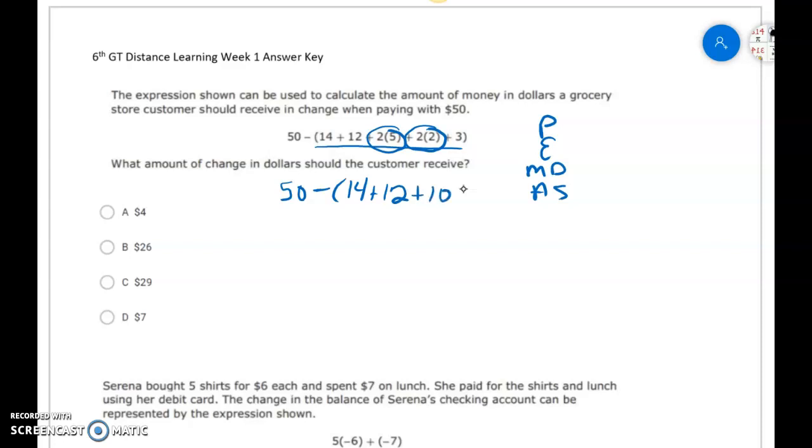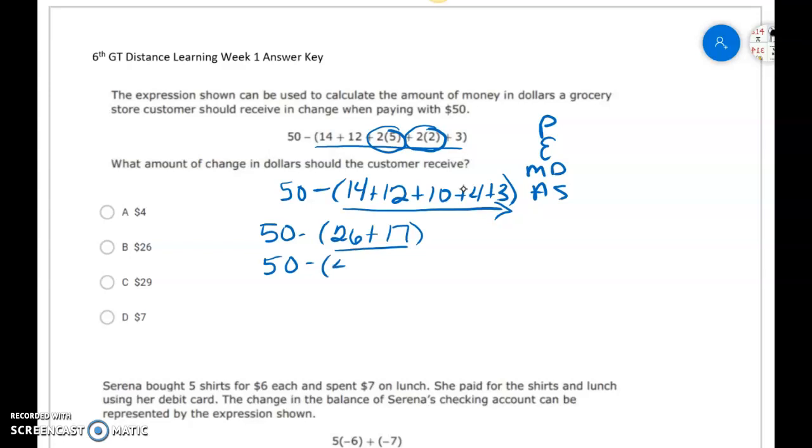2 times 5 is 10. 2 times 2 is 4. And then I still have my parentheses. So within that, I have addition, subtraction. We need to go in order from left to right always. So 50 minus. I'm just going to break this up into chunks. 14 plus 12 is 26. 10 plus 4 plus 3 is 17. So I still need to add those. 26 and 17 is 43. And then I can subtract and I get 7.